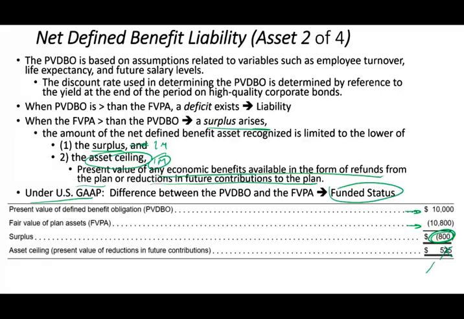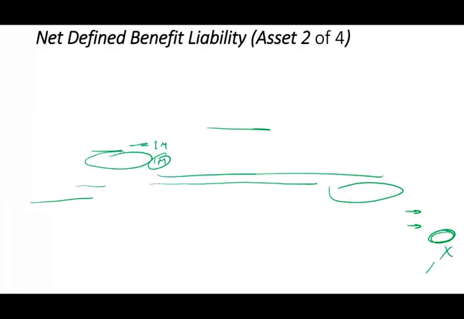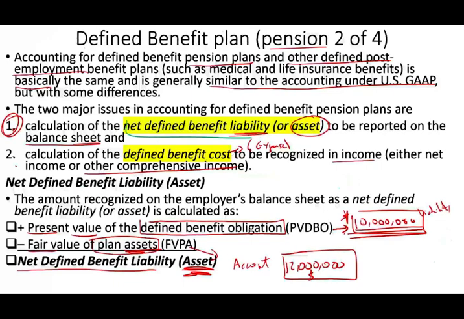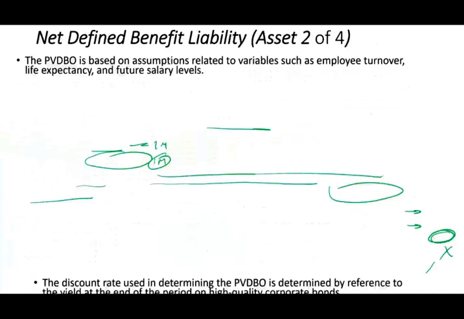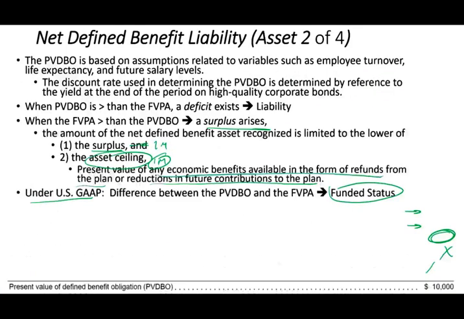Okay. More about the defined benefit cost. Now, so we talked about the asset side. So let me go back. What we covered so far is the net benefit liability or asset, how we come up with this. The second topic we have to worry about is the net benefit cost or expense. How do we compute that expense every year on the income statement? Okay, so let's talk about this.